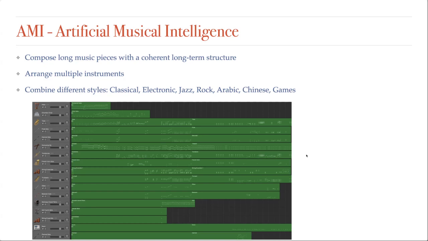So the next example I'll just show you. This piece is composed entirely by AMI from scratch, and involves more than a dozen instruments. Does it sound loud enough?